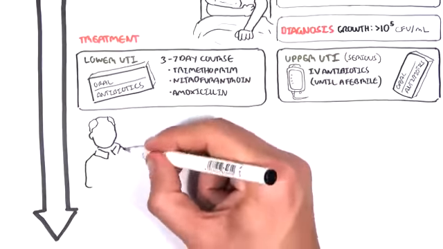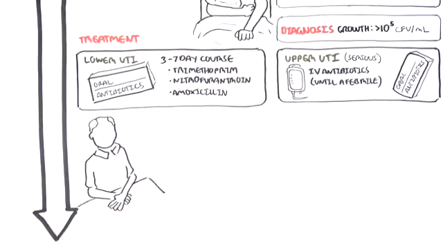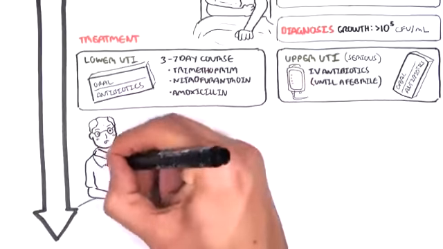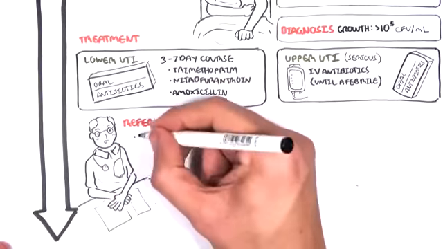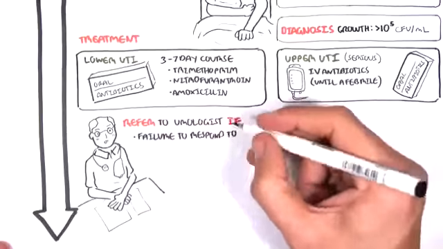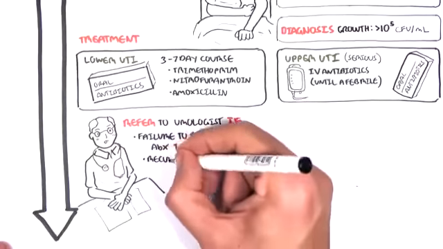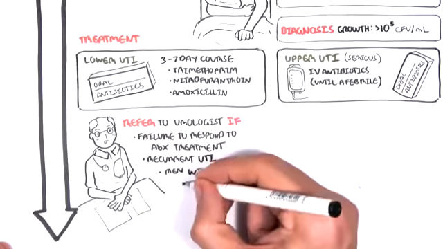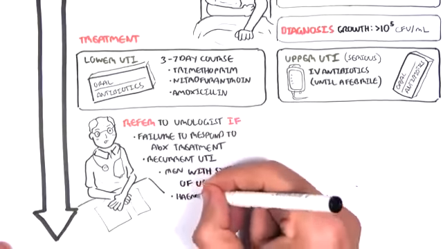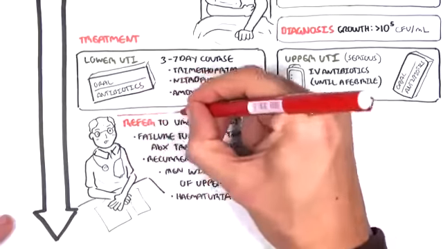Finally, it is important to know when to refer to a renal specialist or urologist. Refer to a urologist if there is failure of the patient to respond to antibiotic treatment. If there is recurrent UTI, which is defined as having 3 or more in 1 year. Refer to a urologist if men have symptoms of an upper urinary tract infections.